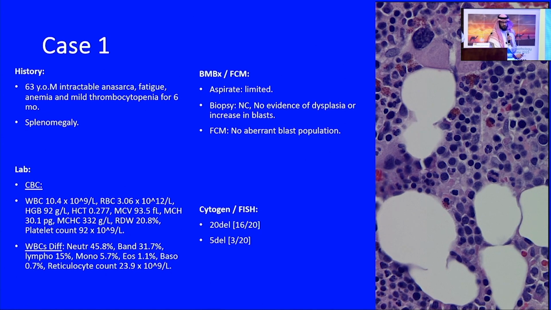This is the biopsy showing normal cellularity, no clear evidence of dysplasia. We always like to assess dysplasia on the aspirate. There is no increase in blasts, no aberrant blast population. FISH is positive for 20 deletion and 5 deletion. So basically the morphology was within normal limits, but there are abnormalities in the FISH result.